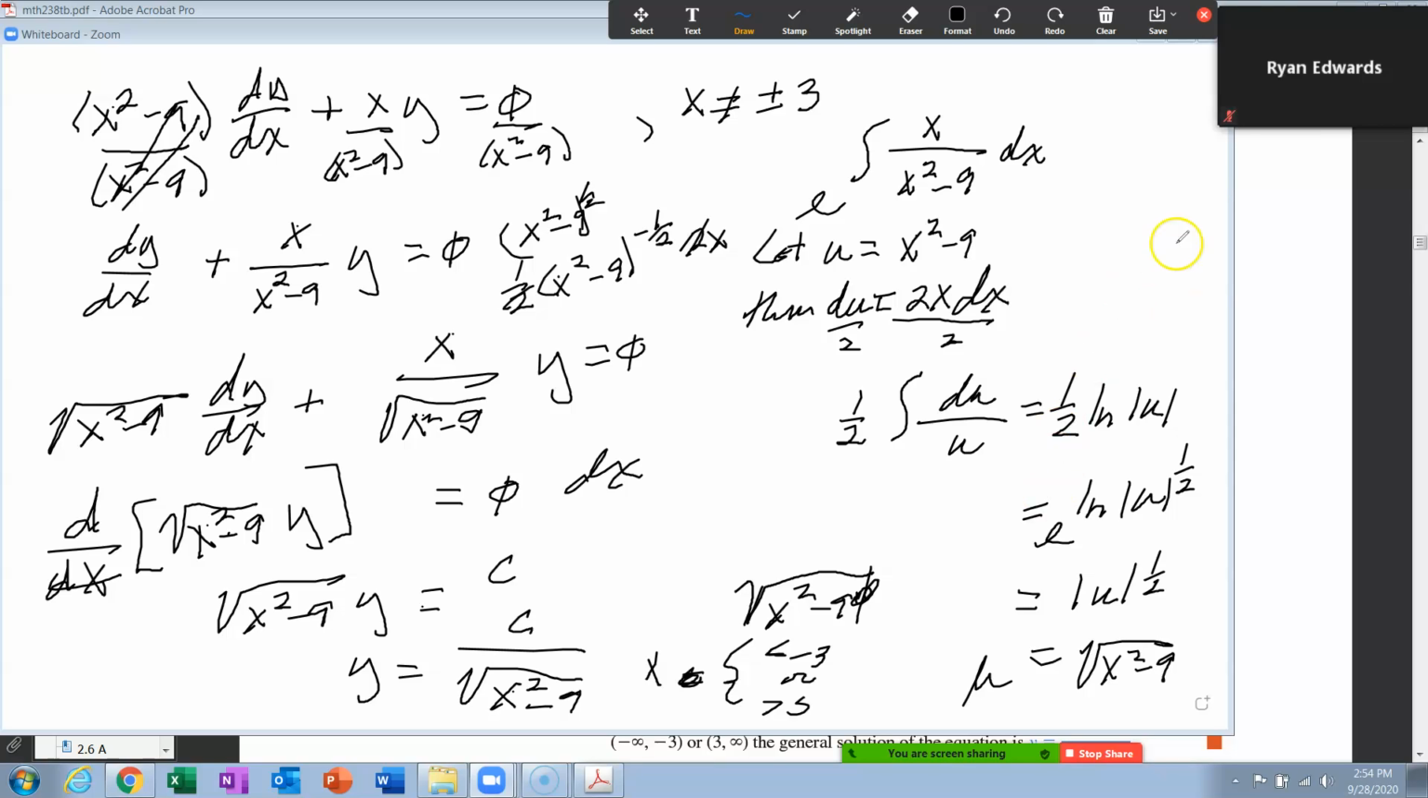Okay, I'm going to scoot Ryan up just a little. Now, there's our solution. But remember, x can't be, we have singular points at x equal plus 3 and x equal minus 3. So if either of those have meaning to the problem, what we did just wiped out that meaning. Okay?